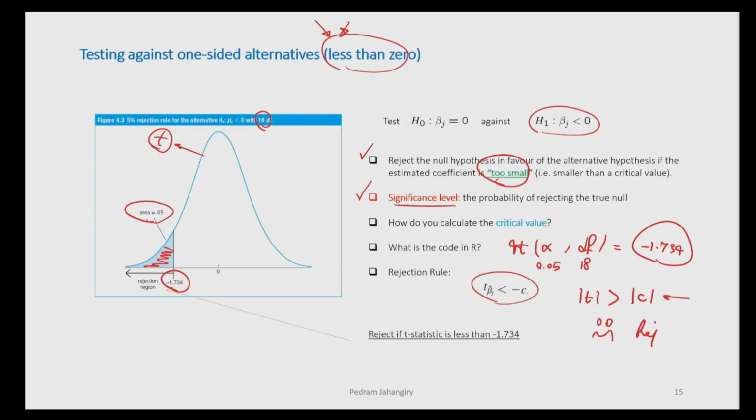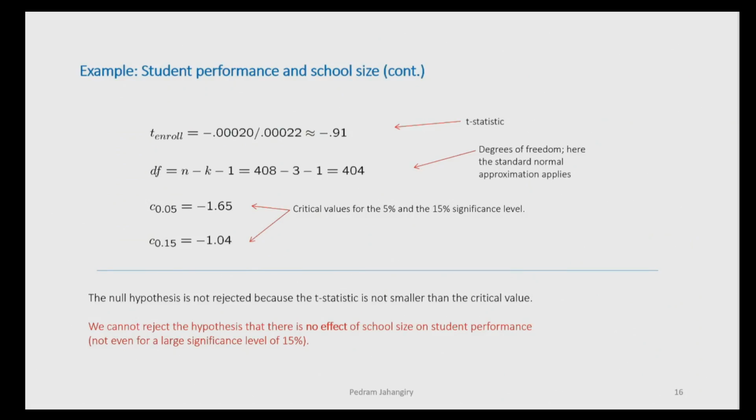Let's go back to our example. We already calculated this number. We know what the degree of freedom is, it's 404. And we calculate the critical value for 5%, critical value for 15%: minus 1.65, minus 1.04. I want you to give it a try and back out these numbers in R. You should know how to do that.